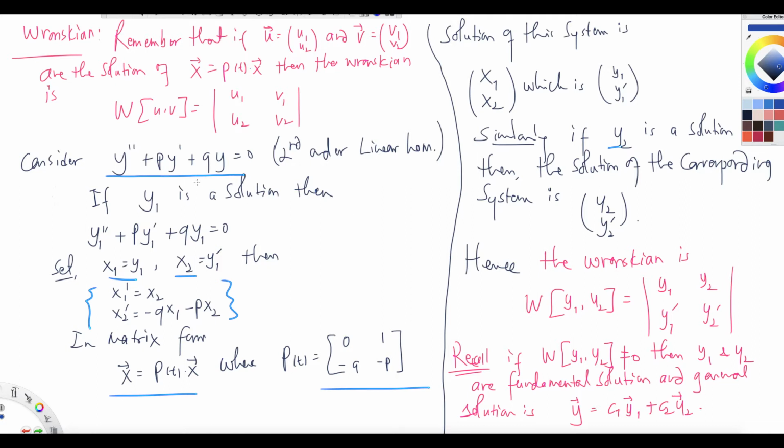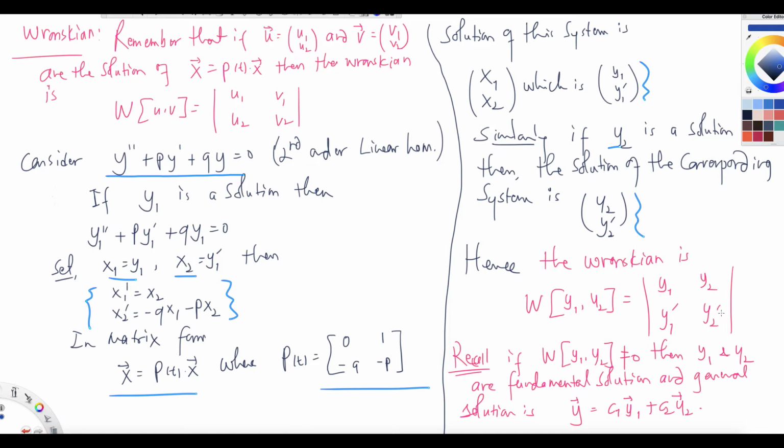The Wronskian for this second order linear homogeneous equation is denoted W(y1, y2), with the two solutions inside the brackets, and it is the determinant with the first solution y1, y1' and the second solution y2, y2'. So this is the Wronskian in the case of the second order linear homogeneous equation.